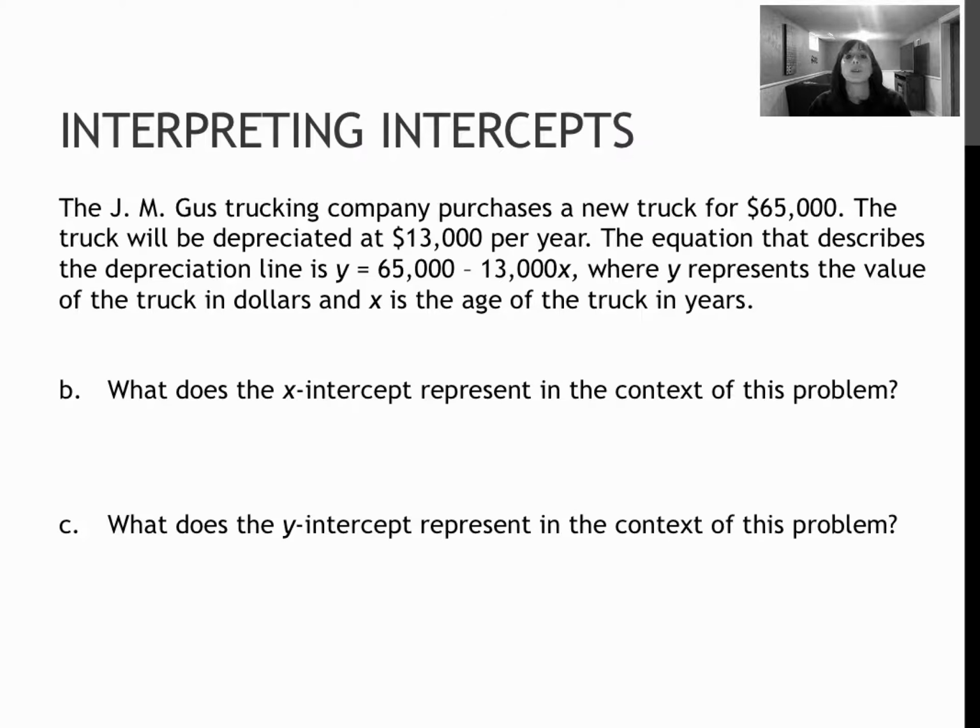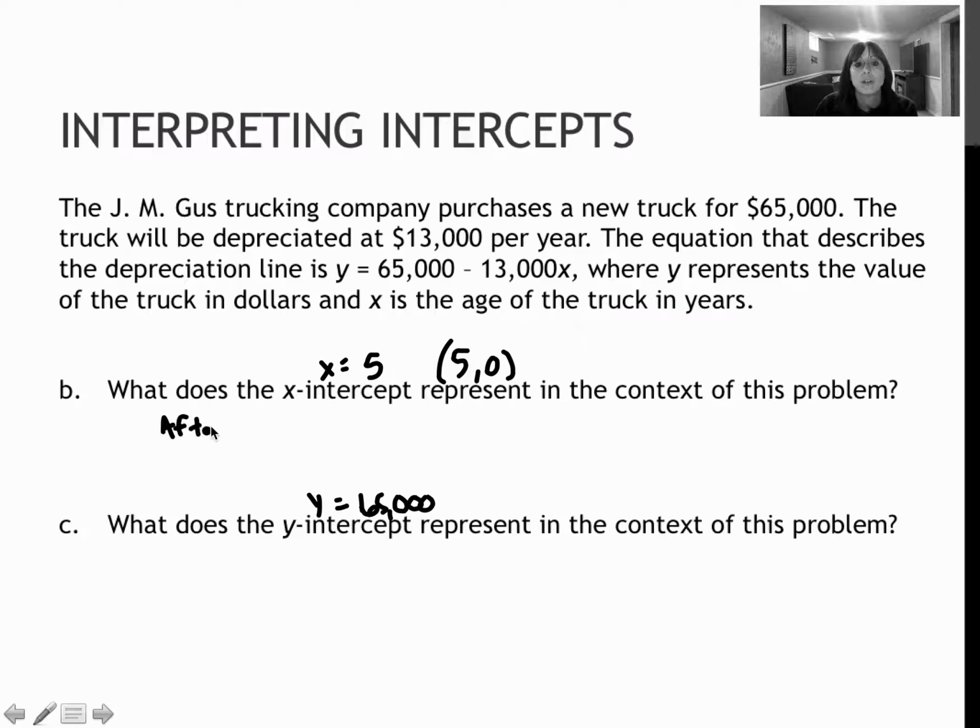Now here's where we're actually going to interpret the two. So on our other screen, we found out that the x-intercept was 5, and the y-intercept was 65,000. And they're saying, what does the x-intercept represent in the context of the problem? So in this problem, the 5 years, or 5, 0, means at 5 years, the value of the truck is 0. So that is what it represents.